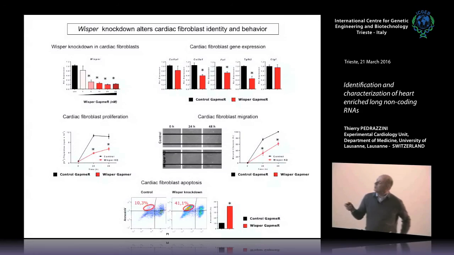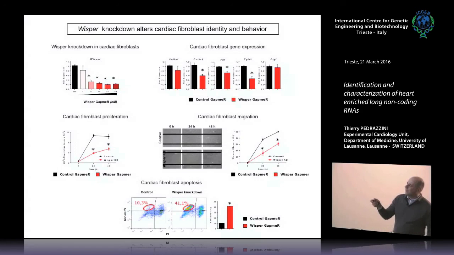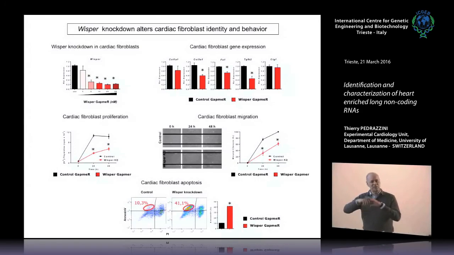You can now modulate WHISPR expression using gapmers, these oligos that target the transcript using the RNase H mechanism. You see that you have downregulation of a number of genes that define the identity of the cardiac fibroblast. You can modulate proliferation, fibroblast migration, fibroblast apoptosis. If you downregulate this transcript, basically you affect the whole function of the fibroblast, the identity and function of the fibroblast.